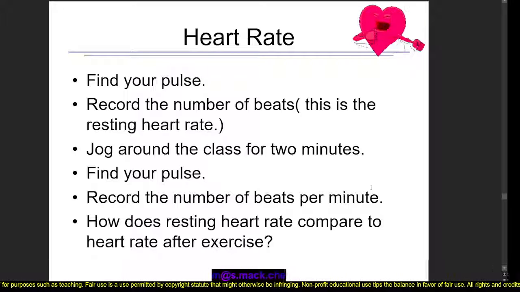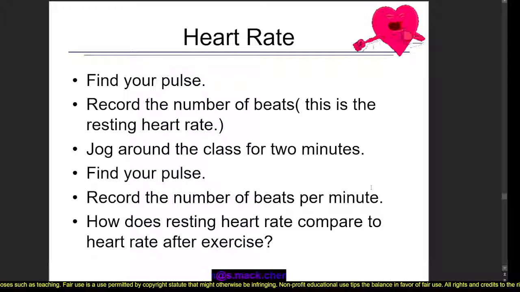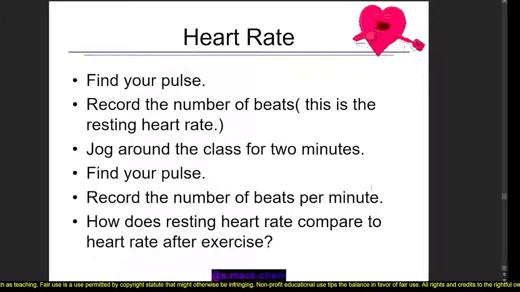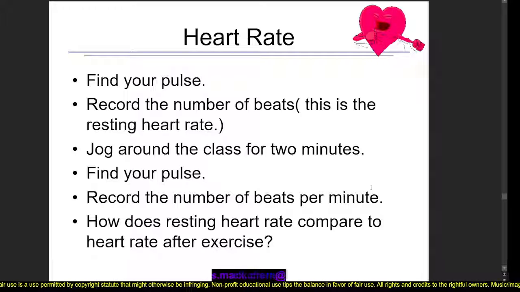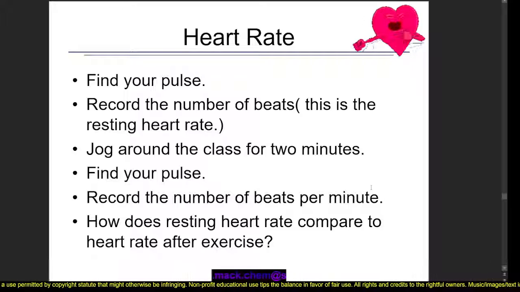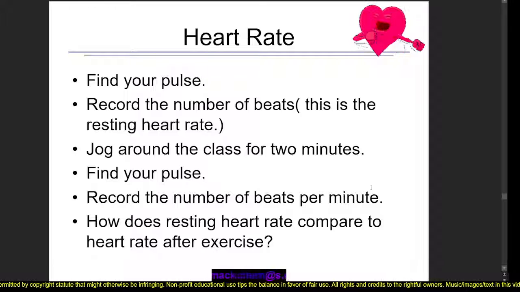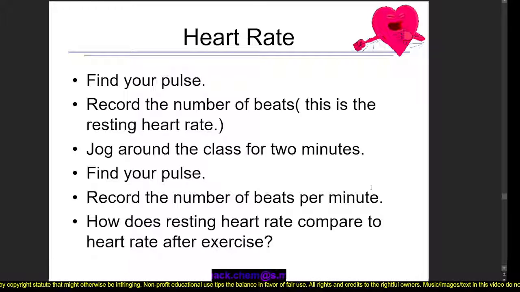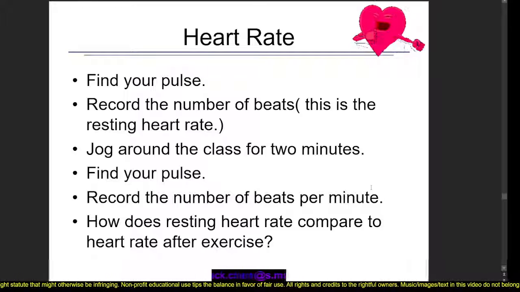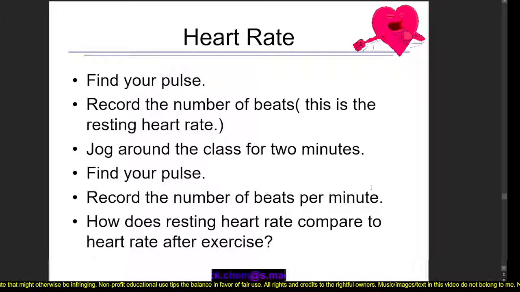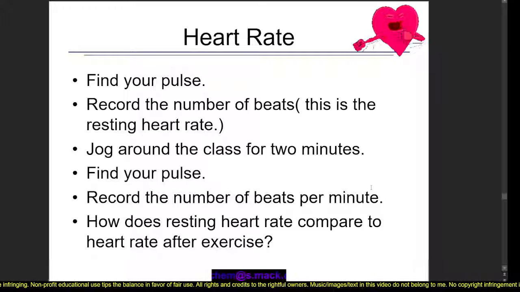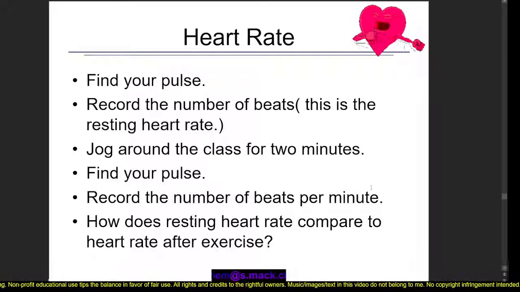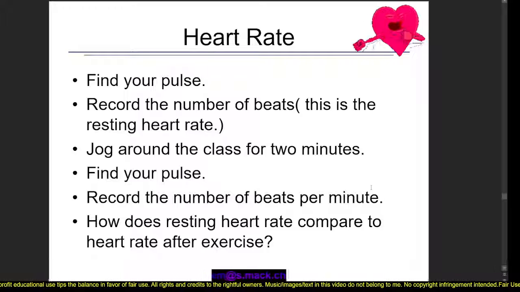Usually I'd ask you to jog around the class, but as you're home, you can take a little jog around your house. After doing so, you're going to measure the number of beats per minute using your pulse, and you're going to compare the two figures in terms of your resting heart rate and your heart rate after exercise. And you should be able to tell me, does your heart rate increase or decrease after exercise?